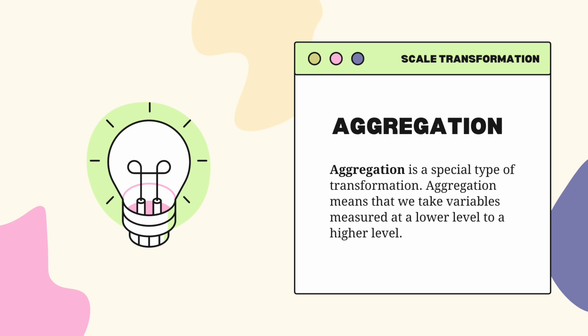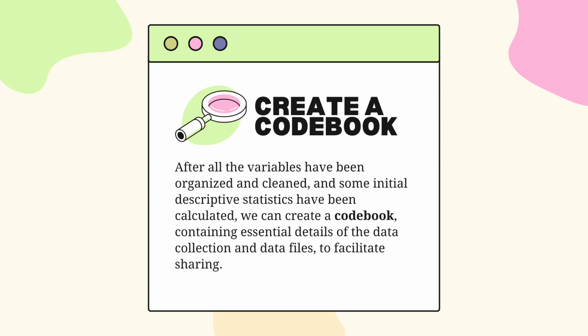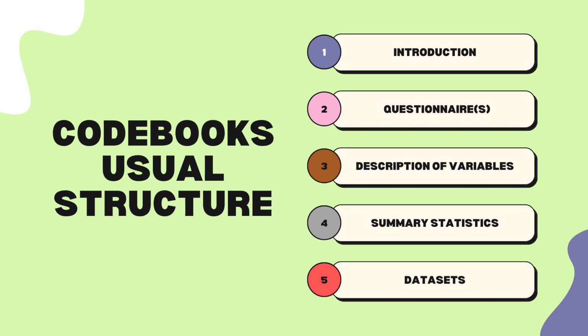So for the second topic, it is to create a codebook, which contains the essential details of the data collection. After all the variables have been organized and cleaned and some initial descriptive statistics have been calculated, we can create a codebook containing essential details of the data collection and data files to facilitate sharing. This is the usual structure of a codebook. There are 5 parts: the introduction, questionnaires, description of variables, summary statistics, and data sets.